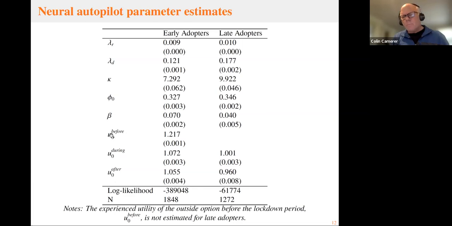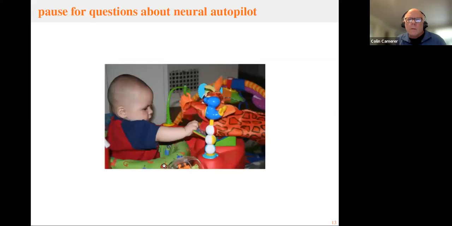That is the initial utility value. Oh, sorry, this is the utility value of the outside option. We allow that to vary, and the utility value goes down a little bit during the lockdown and after. And we have not done more on trying to estimate or fix these. Okay, pause for questions about neural autopilot, which is very complicated.